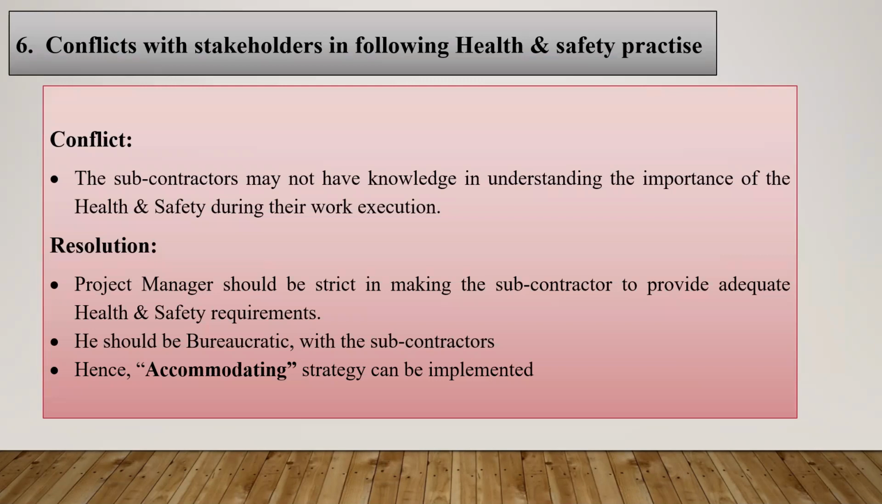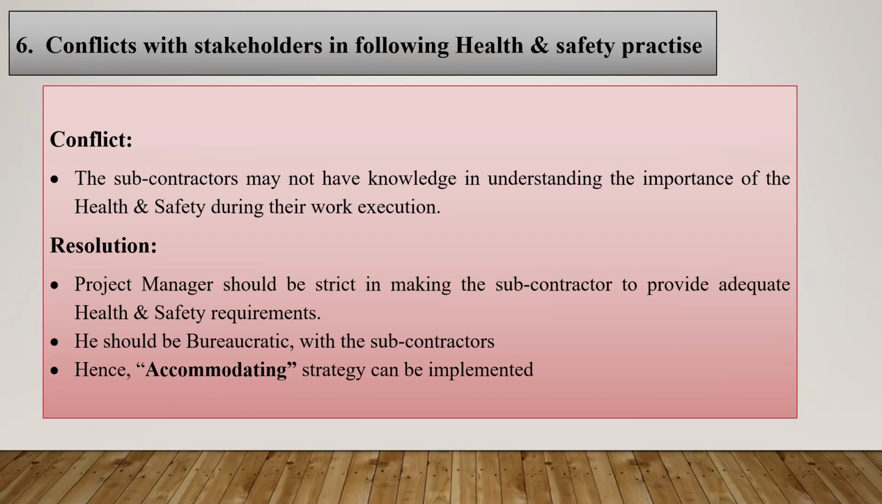The sixth is conflicts with stakeholders in following health and safety practice. As you know, the owner or client, other stakeholders, or subcontractors don't know much about safety equipment and health and safety during the work execution. They don't have much idea; the superintendent or the worker will know more about it.